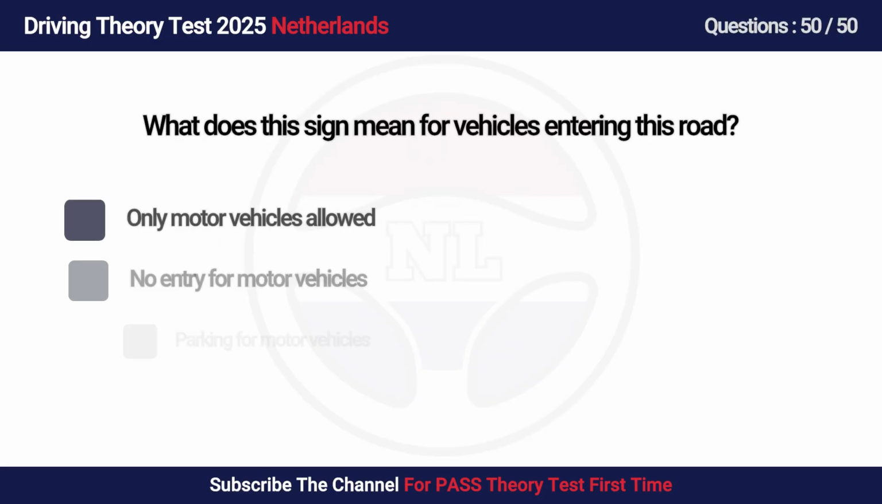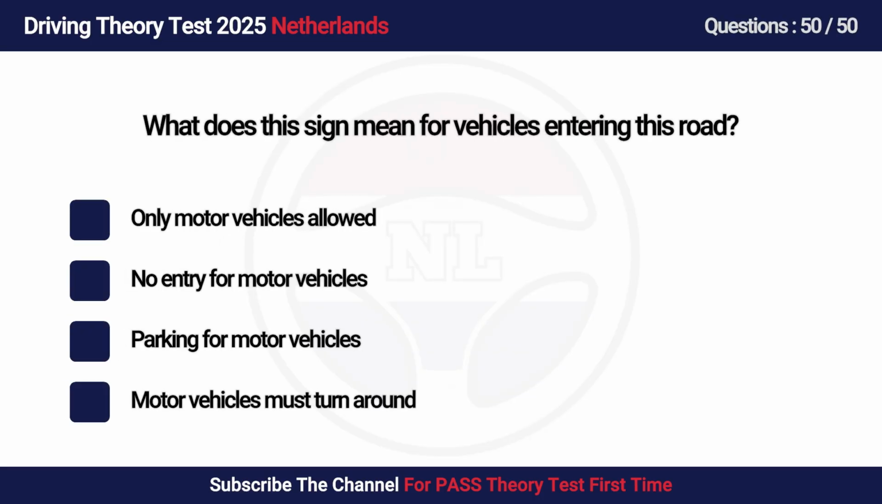Question 50. What does this sign mean for vehicles entering this road? A. Only motor vehicles allowed. B. No entry for motor vehicles. C. Parking for motor vehicles. D. Motor vehicles must turn around.